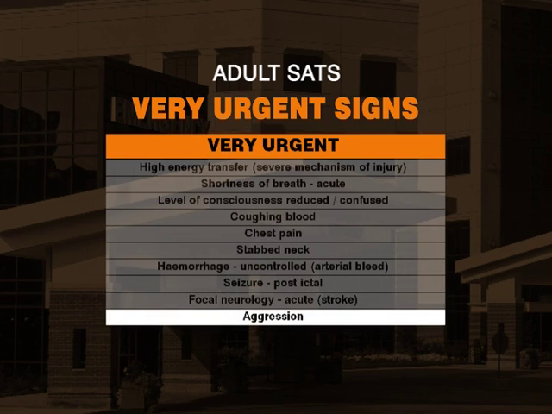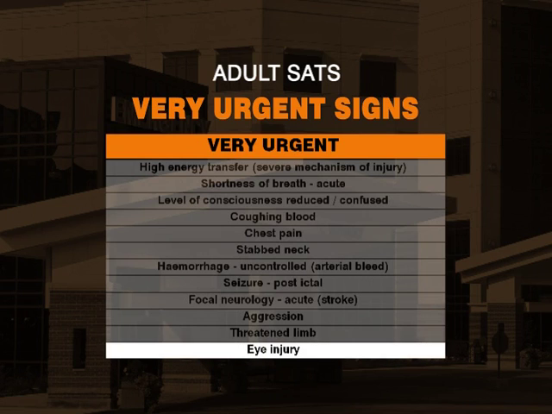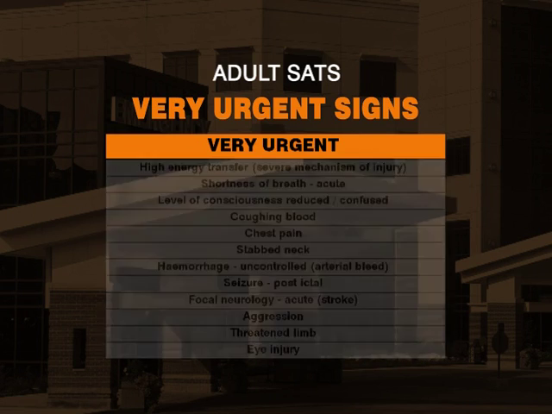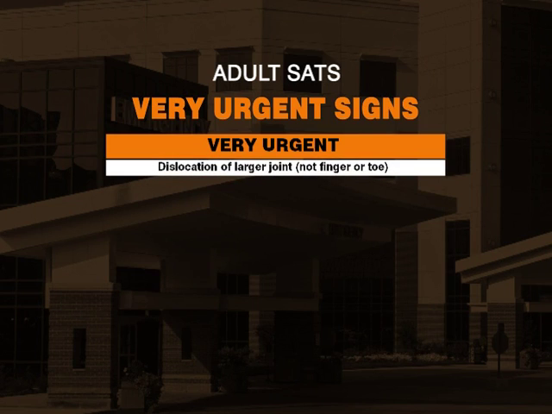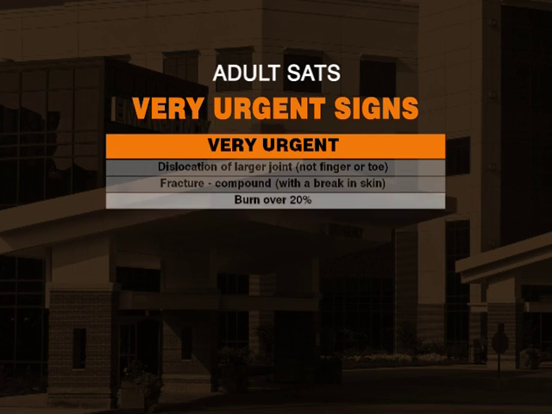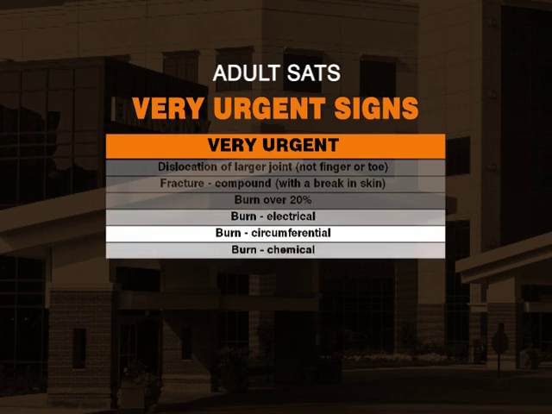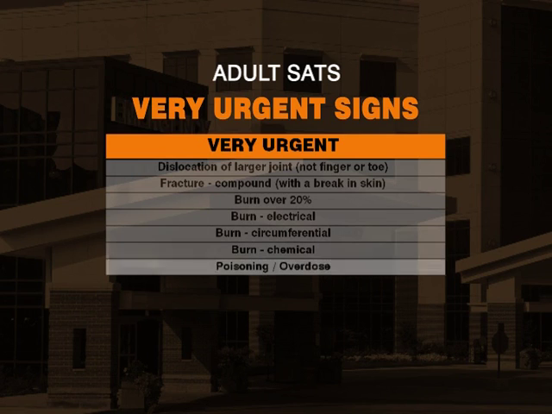Aggression. Threatened limb. This refers to any acute insult leading to a pale, pulseless, cold limb and includes a sensory motor deprived limb. Eye injury. Dislocation of larger joint, not the finger or toe. Fracture compound with a break in the skin. Burn over 20%. Electrical burn, circumferential burn, chemical burn. Poisoning or overdose.